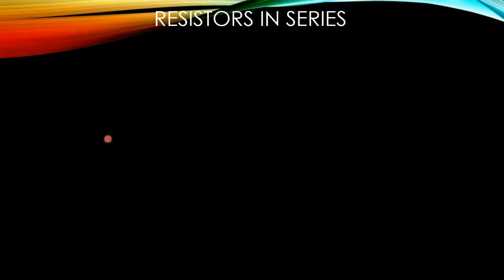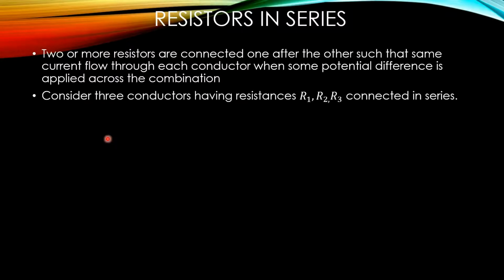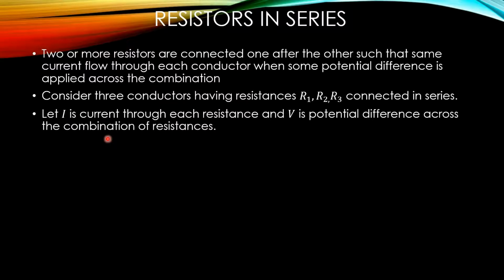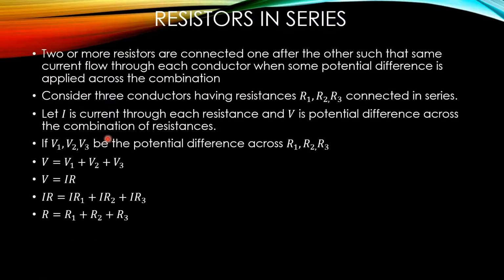Resistors in series. The next topic is combination, connection, arrangement of resistors in series. Two or more resistors are connected one after the other such that the same current flows through each conductor when some potential difference is applied across the combination. If we are taking three resistors with resistances R1, R2 and R3 which are connected in series.